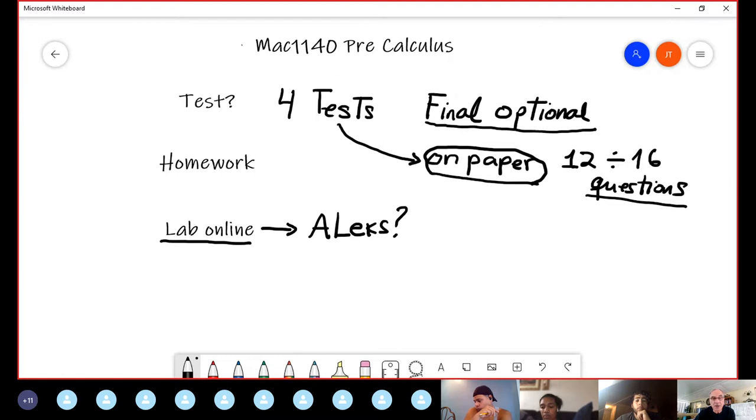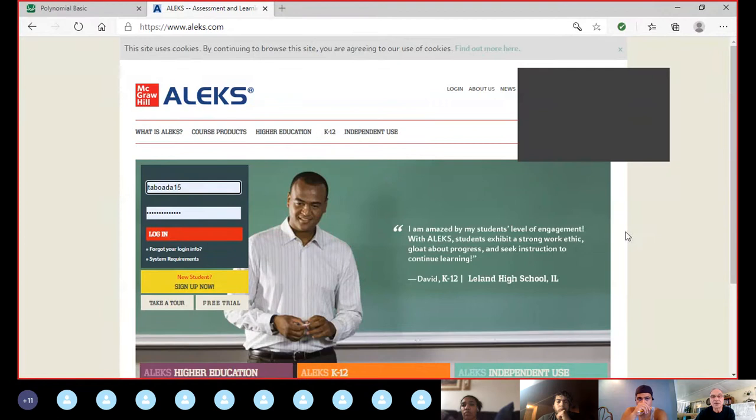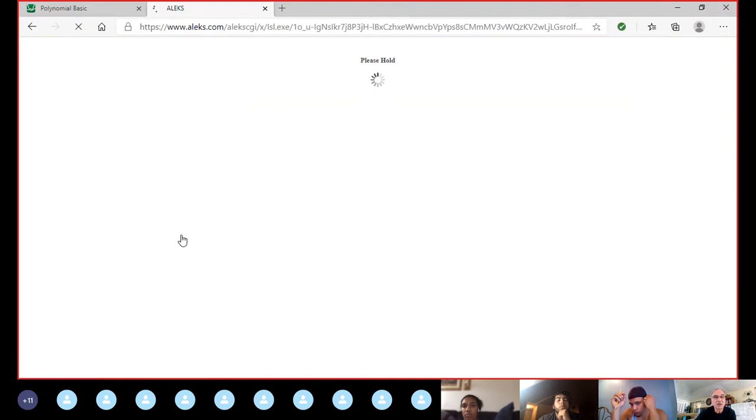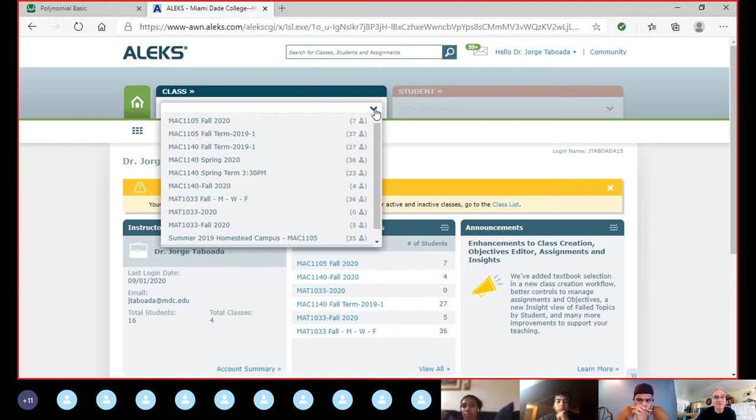Let me share the screen to show ALEKS. Do you see ALEKS? Yeah. To reach that page, you type in www.aleks.com. If you have no account, you click here where it says new student. Of course, I have an account, so I log in. This is your class. The name of your class is MAC 1140.